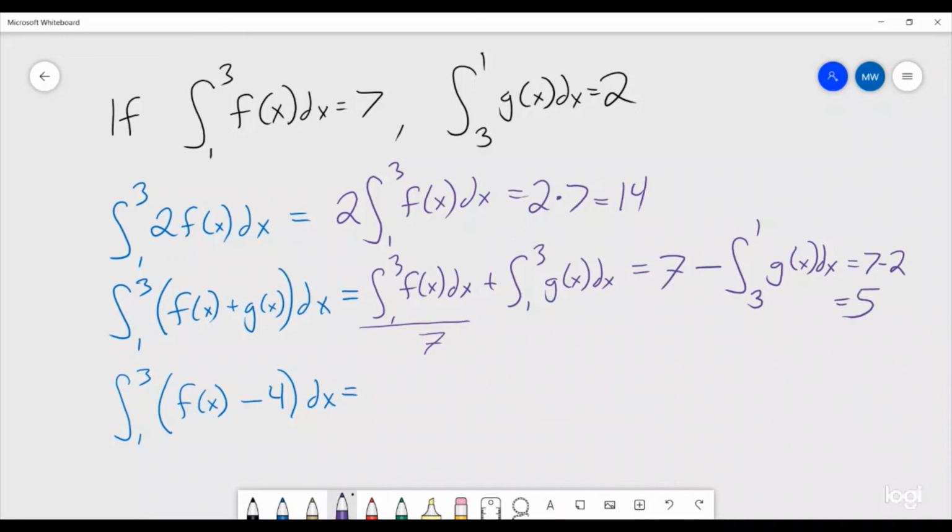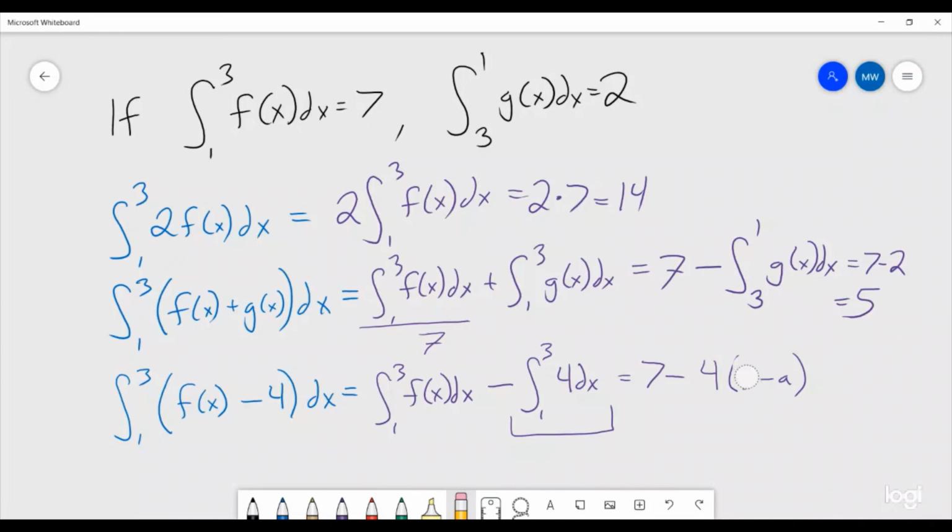And this last one, again, we can break this up by subtraction. So this becomes the integral from 1 to 3 of f of x dx minus the integral from 1 to 3 of 4 dx. So this will be 7 minus this. Well, the nice thing is we have a constant, so the constant is going to be pulled out, and then you multiply by your b minus a, which in this case is 3 minus 1. So this is going to be 7 minus 4 times 2, so this one is negative 1.